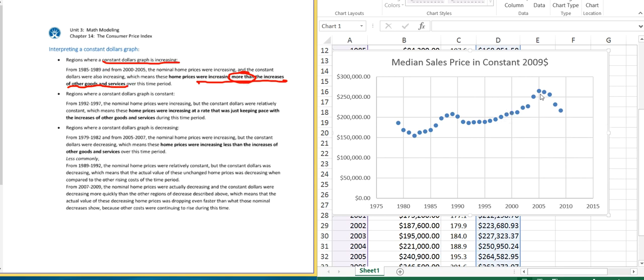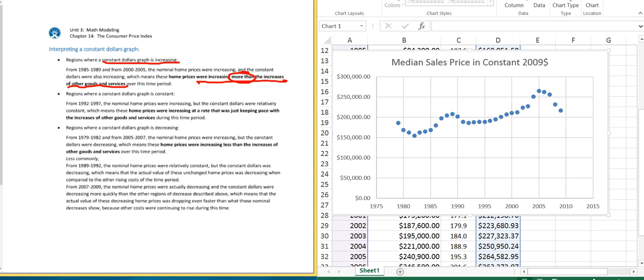Okay, so let's just focus on the early 2000s. In the early 2000s, home prices were increasing more than what other things were increasing. They were increasing more than what groceries were increasing by, or more than maybe what people's salaries were increasing, or more than the price of insurance or medical, or whatever it might be. But generally, when you see constant dollars increasing, it meant that the increases in nominal dollars were increasing more than inflation.